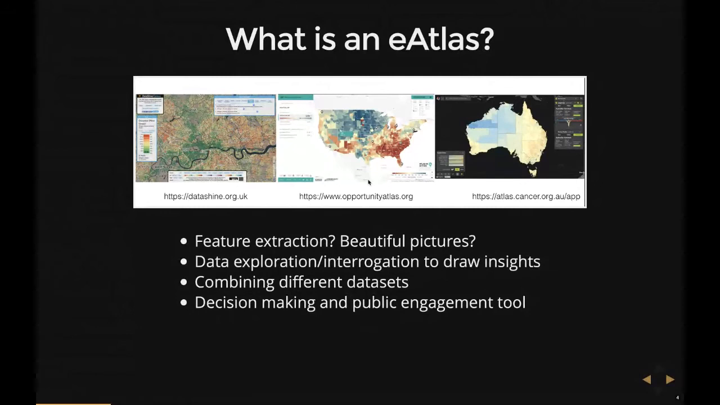So is it a feature extraction? Is it beautiful pictures? What I'm really interested in is data exploration, interrogation to draw insights from the data, and also the challenge is combining different data sets so that you can draw insights or extract features. And also it will ultimately be a decision-making tool, I hope, and one of public engagement as well.